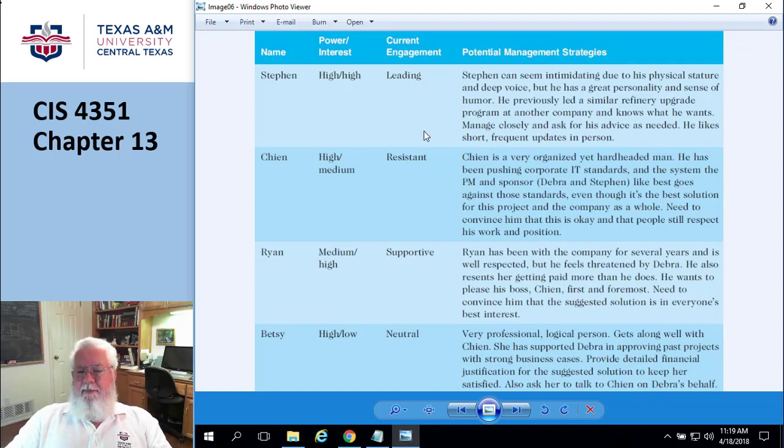Their current engagement level. For example, here, this person, Chin, is a very organized yet hard-headed man. He has been pushing corporate IT standards and so on. So he's resistant to this project. So currently resistant, and you want him to switch over to neutral, or perhaps you want him to be supportive. So it's the before and after. Got it. Cool.